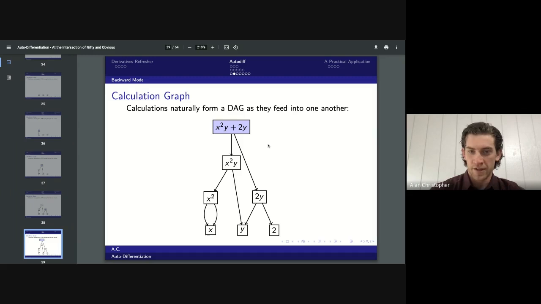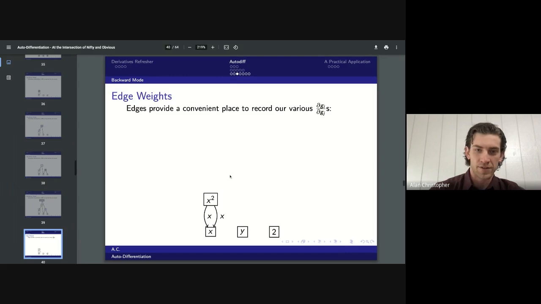Okay, that's something. What more information do we have available while we're building out the graph? Well, I can always take the derivative of x squared with respect to x while I build it out. And I can do the same thing: I can take the derivative of x squared y with respect to x squared. So I can get local partial derivatives as I go along. And that's our next step here.